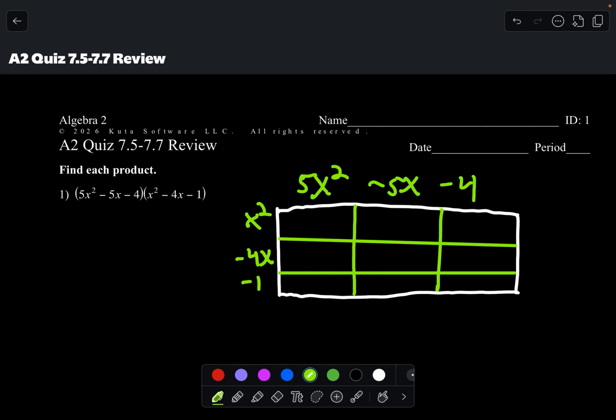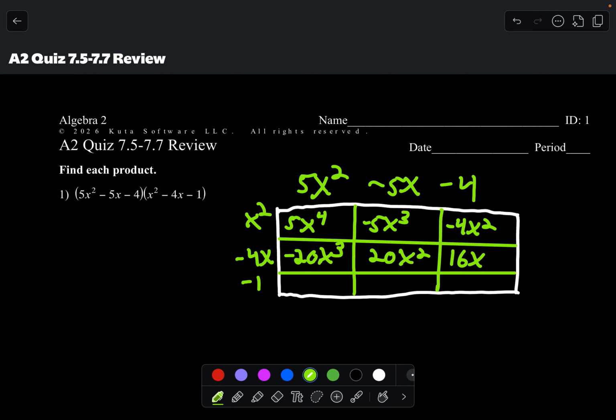So 5x squared times x squared is 5x to the 4th. Negative 5x times x squared is negative 5x cubed. Negative 4 times x squared is negative 4x squared. Then we go negative 4x times 5x squared, and that's negative 20x cubed. Negative 4x times negative 5x is 20x squared. And negative 4x times negative 4 is 16x.